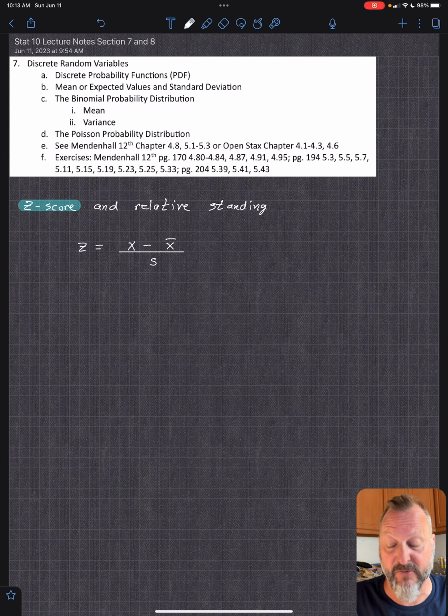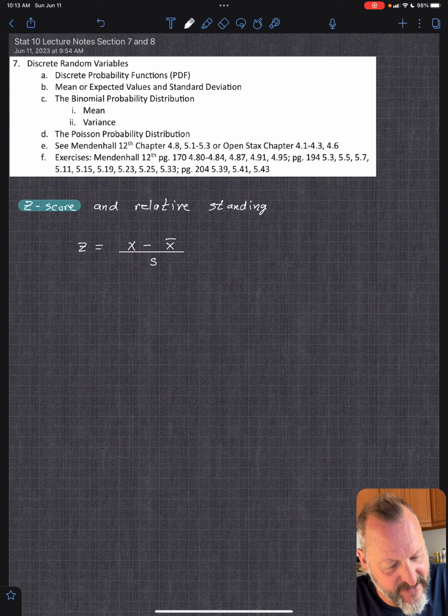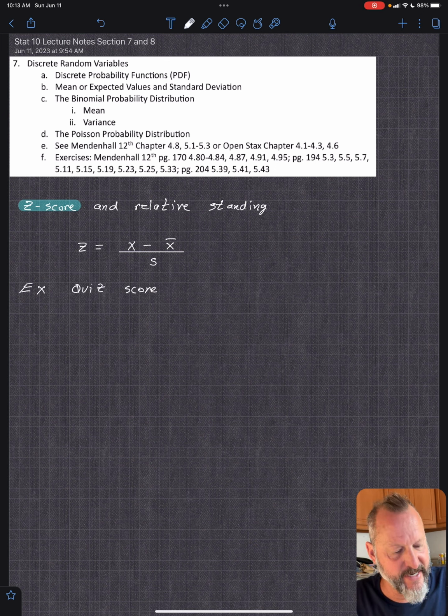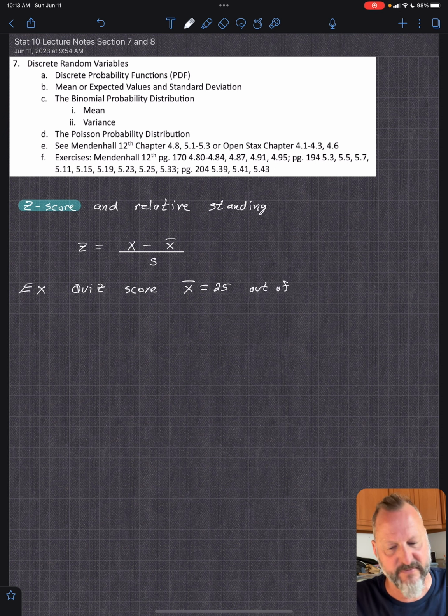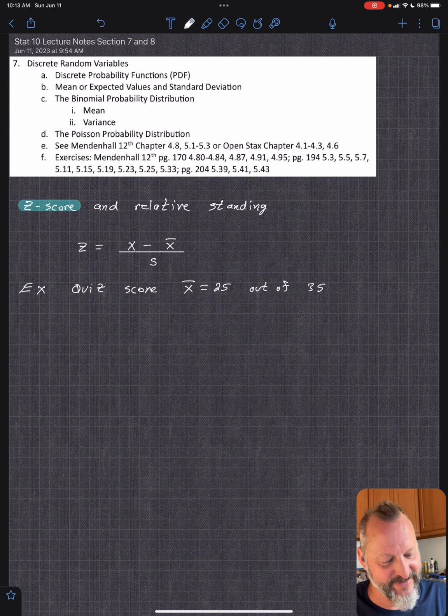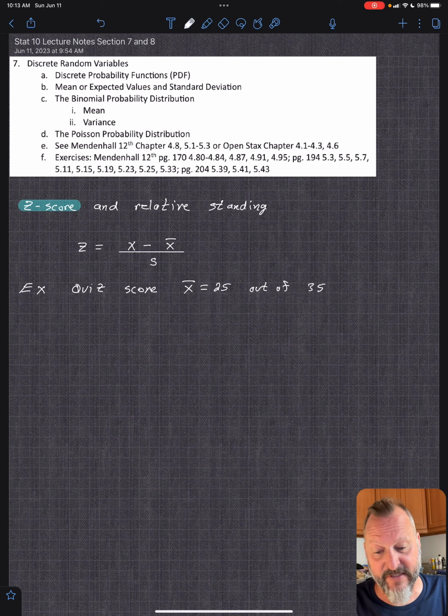So let's do an example. Kind of pertains to the quizzes. So let's look at this example. Quiz score. And let's say the average was 25 out of 35. So that would be like, you got 100 on the quiz, but forgot to turn in your work. Then you'd get 25. So the max is 35.